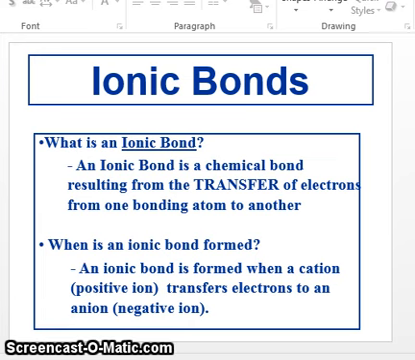Opposites attract, so we have a positive ion and a negative ion that get close enough to each other, and then they attract and form a very strong bond. That's called an ionic bond. The key words here are transfer of electrons.